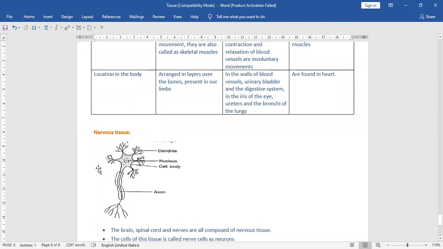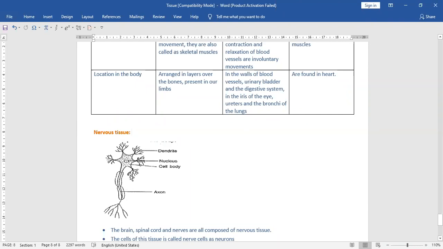The main function of this nervous tissue: they are connected to the central nervous system, that is brain and spinal cord. So all the sensory organs' information travels towards the brain with the help of this nervous tissue, as well as brain and spinal cord. Whatever the information, they pass it to muscles or different parts of the body. So our body performs a particular action. That information from the brain and the spinal cord towards each and every part of the body is transmitted through this nervous tissue.